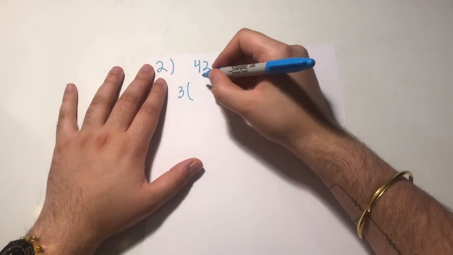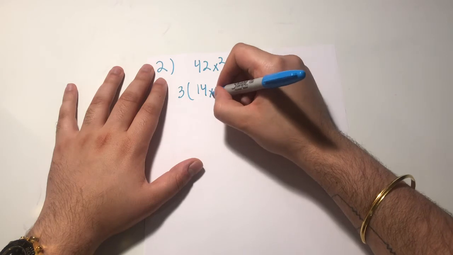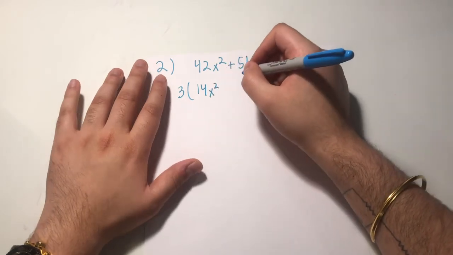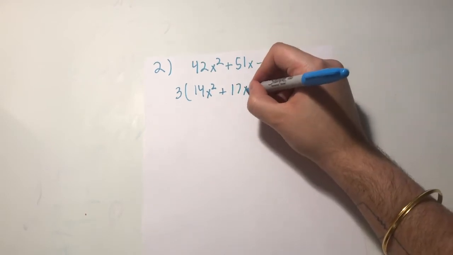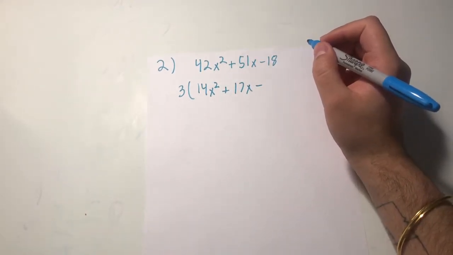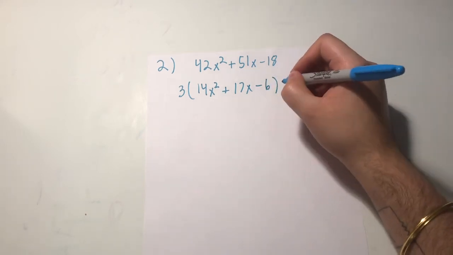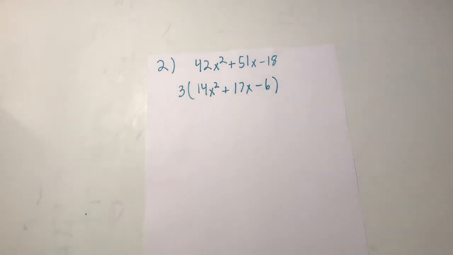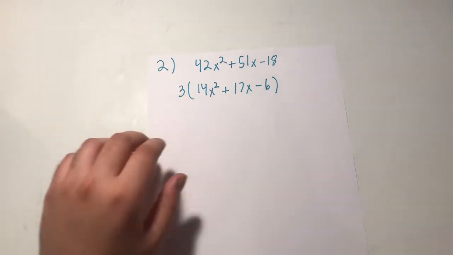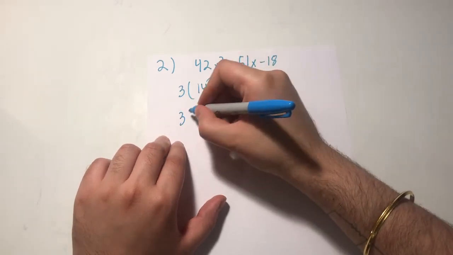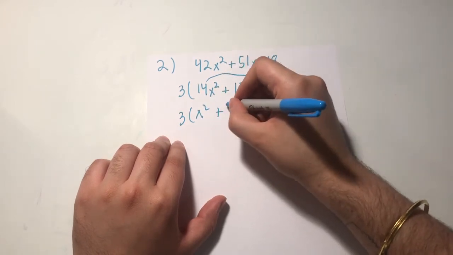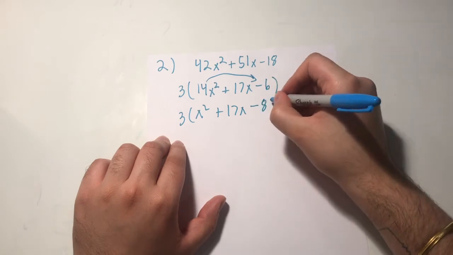And what we're left with on the inside, 42 divided by 3 is 14 x squared. And then 51 divided by 3 is positive 17 x. And then obviously 18 divided by 3 is just 6, so that's a minus 6. Now that we've factored everything out, we want to start actually doing the AC method only with stuff on the inside. I would have to multiply the A and C components together, so I'm going to bring this 14 over the negative 6. 3, and then it's going to be x squared plus 17x minus 84.